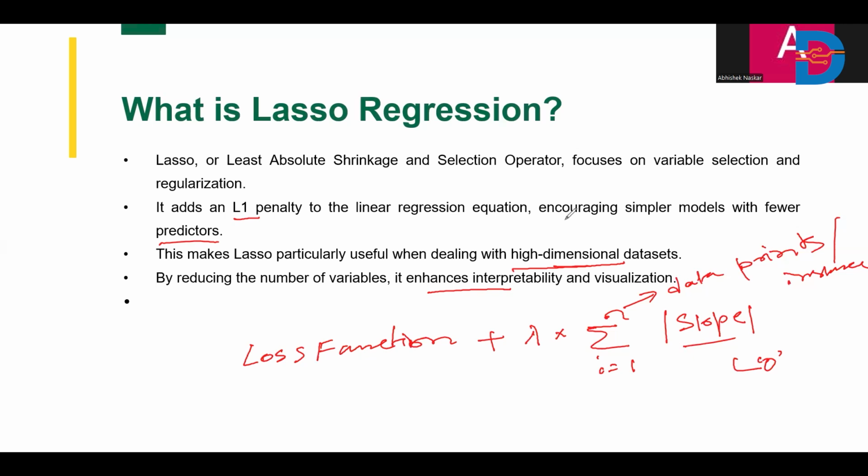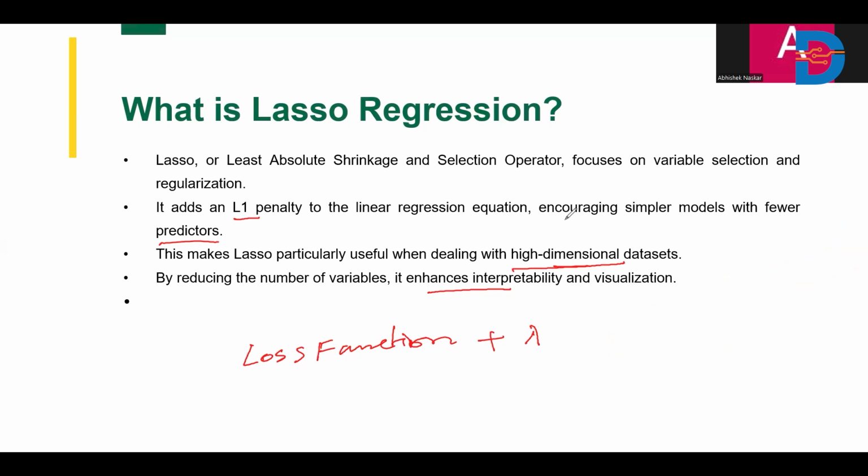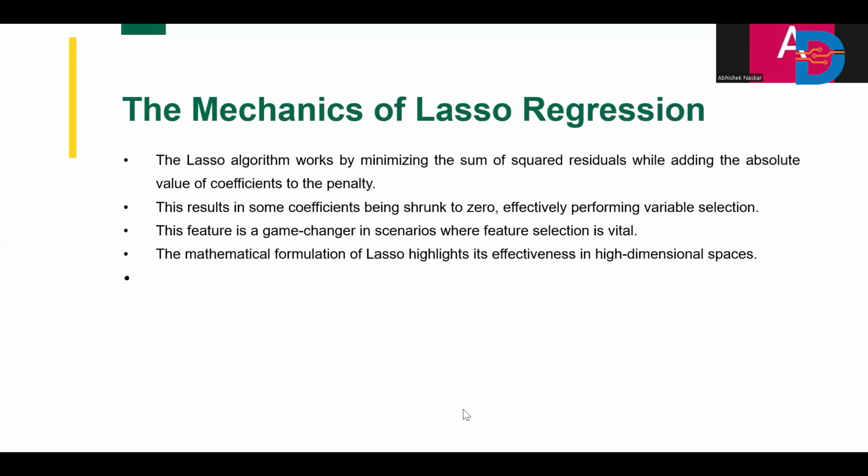So that is all about Lasso regression, which is also known as the L1 regularization technique. Now the mechanics of Lasso regression: the Lasso algorithm works by minimizing the sum of squared residuals, which is called the errors or loss function, while adding the absolute value of the coefficients as the penalty. This results in some coefficients being shrunk to 0, effectively performing variable selection. Variable selection means selecting those features; here, the features are known as the variables.